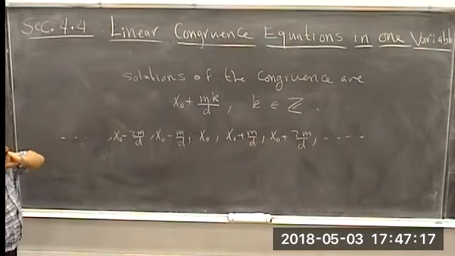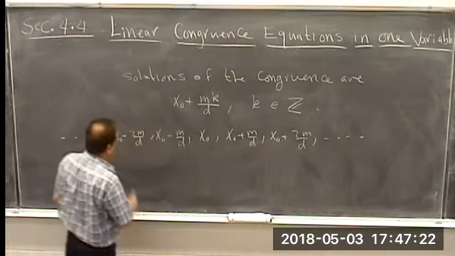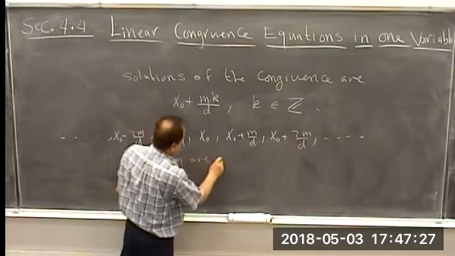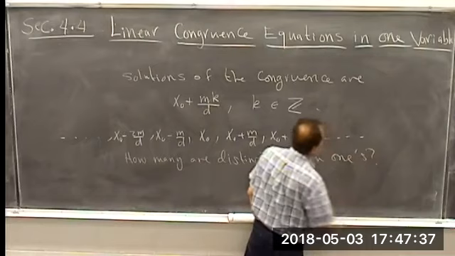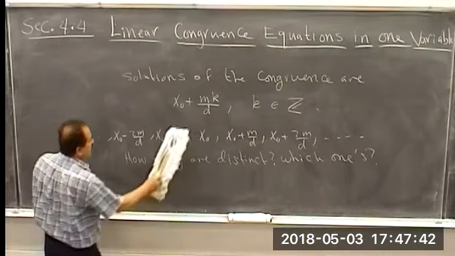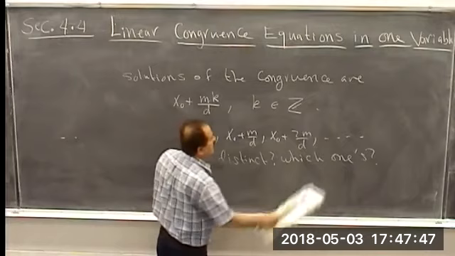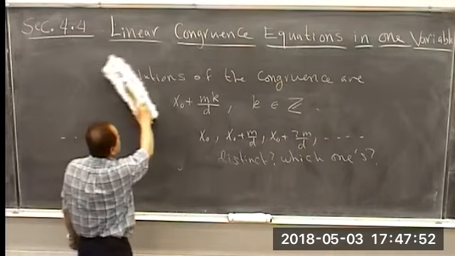Now the question is, how many of these are distinct? Which ones? Okay. Now, here's the claim. We're going to see that it is going to be just these, and we're going to stop at d minus 1 times m over d. Okay? So, let's write this clearly.